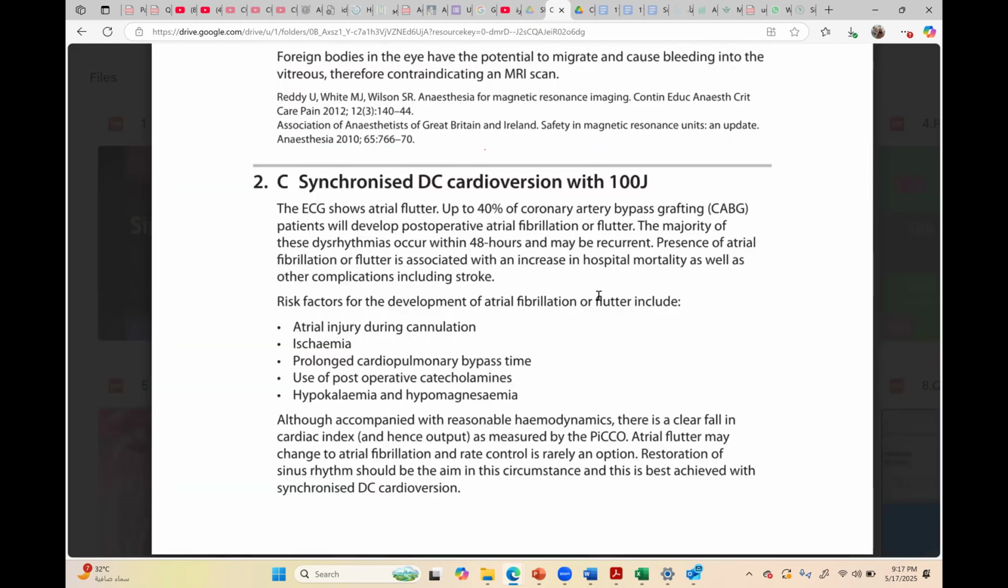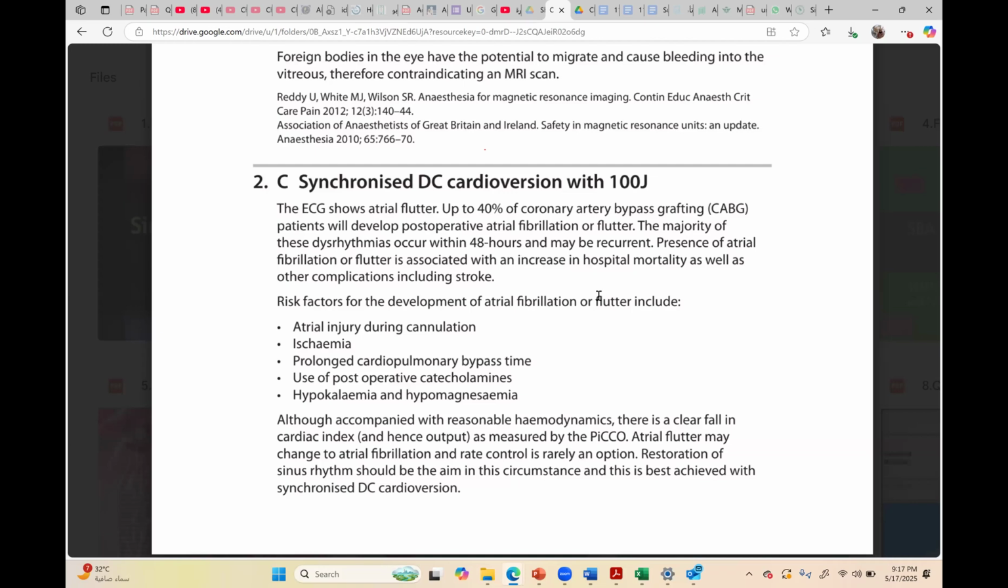the risk factors for development of atrial fibrillation or flutter, when this question is being asked to you, specifically here, maybe the answer is a little different, but there are certain causes, cardiac causes or non-cardiac causes, thyroid disorders, hyperthyroid, sepsis. There are certain conditions in which atrial fibrillation is very common. Here also atrial injury during cannulation, because they are specifically discussing post ischemia, prolonged CABG bypass time, use of postoperative catecholamines, hypokalemia and hypomagnesemia.